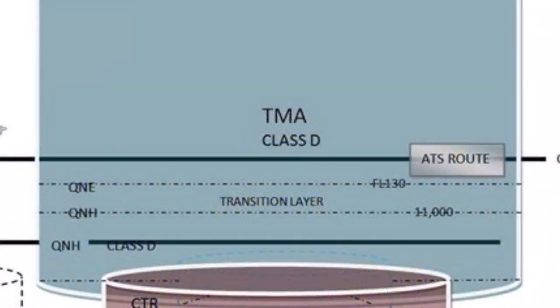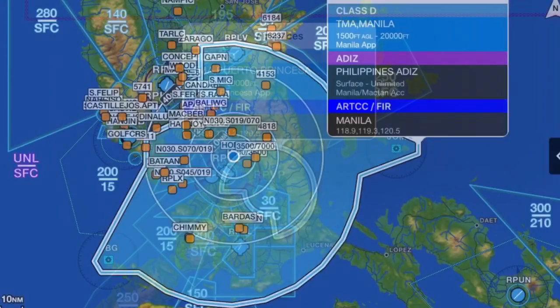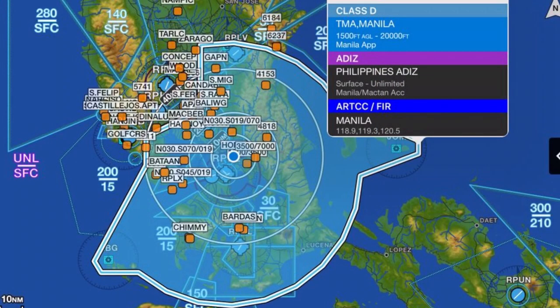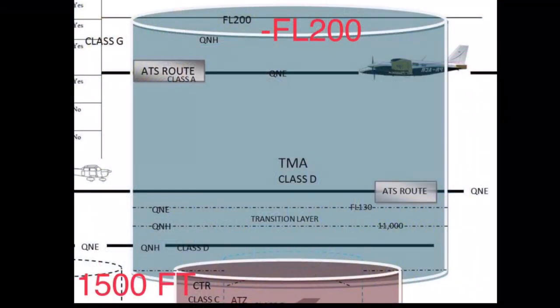TMAs vary in size horizontally. Some can be as small as this one over Puerto Princesa, while the Manila TMA spans over a vast area stretching over the two seas, east and west of the capital. Vertically, TMAs extend from 1,500 feet AGL up to, but not including, flight level 200.